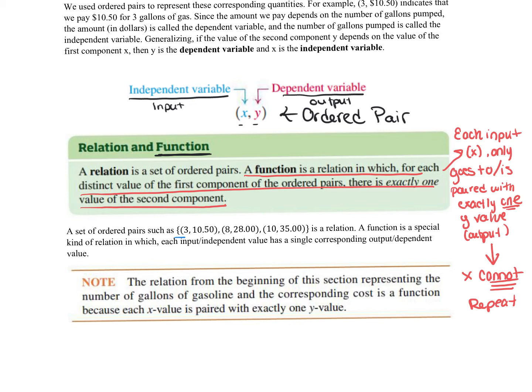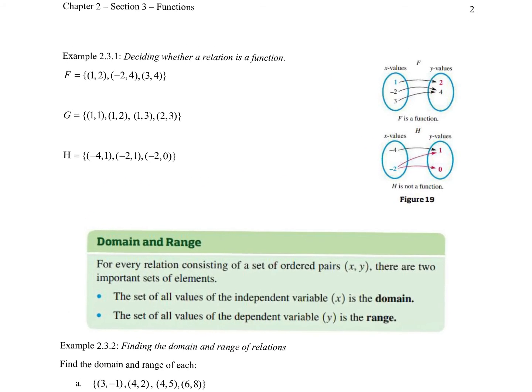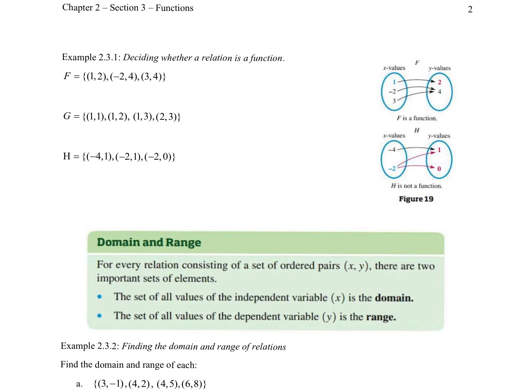So if we look at this set of ordered pairs that I'm underlining in blue, this is a relation. 3 is somehow connected to 10.5, 8 to 28, 10 to 35. It's also a function because 3 only shows up once, 8 only shows up once, and 10 only shows up once. So this relation is a function. So let's use what we know about functions and figure out whether the things we are given are just a relation or if they're actually a function.